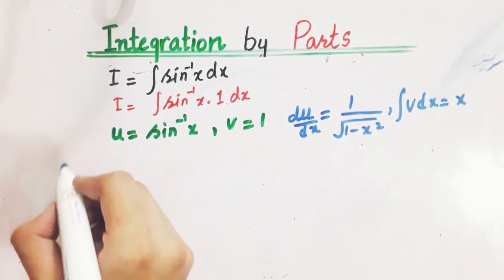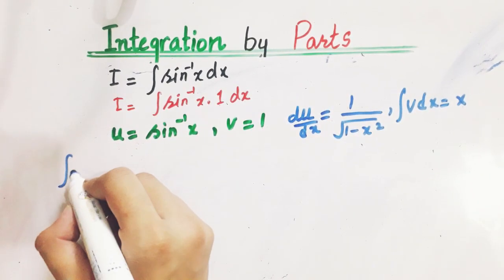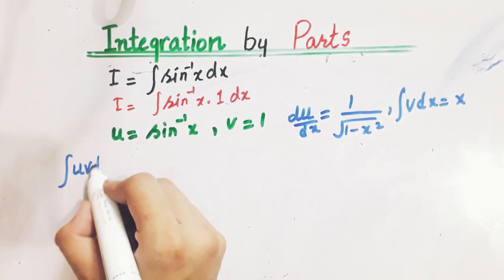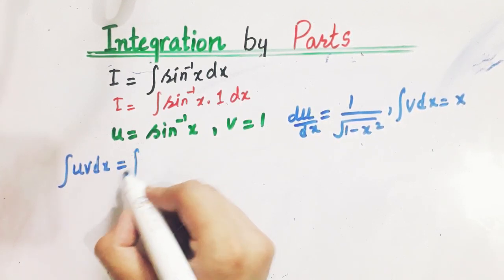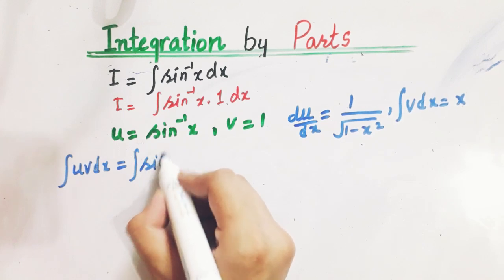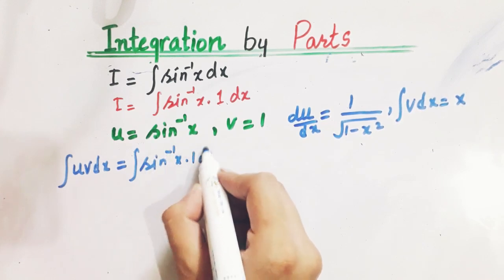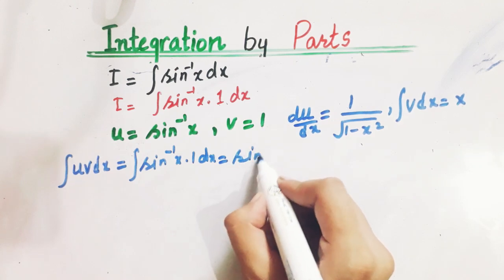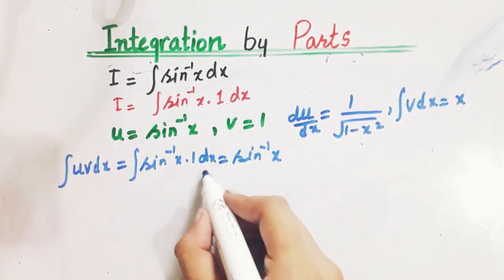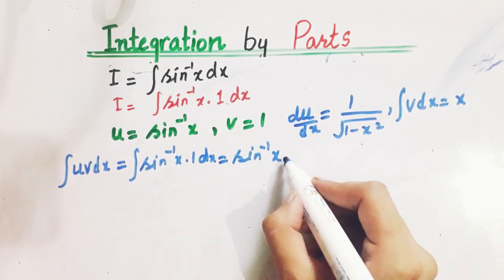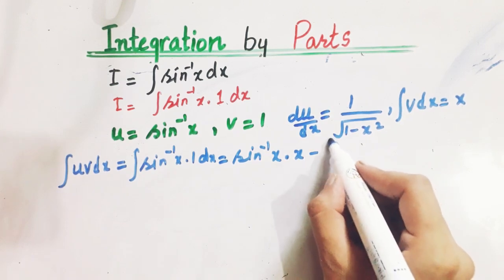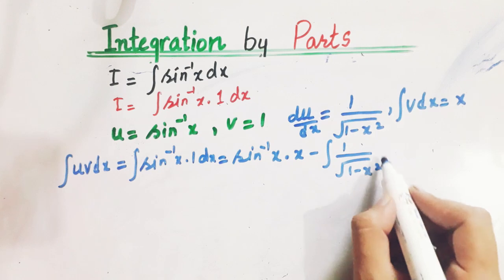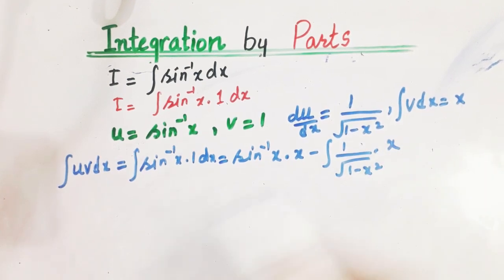Now apply the formula of integration. We will get integral of u v d of x, meaning sine inverse of x dot 1 d of x equals first function as it is, sine inverse of x, and integral of the second function, that will be x, minus du by dx, meaning 1 over square root 1 minus x square, integral of the second function, that is x.